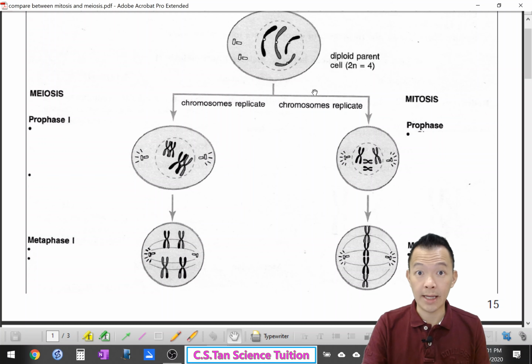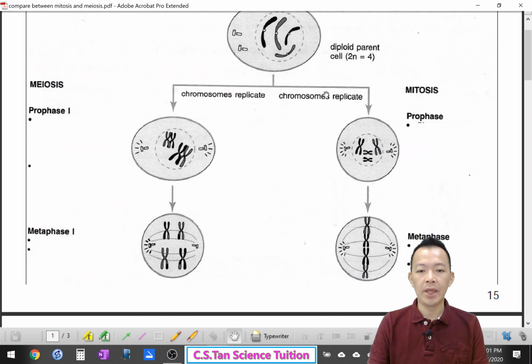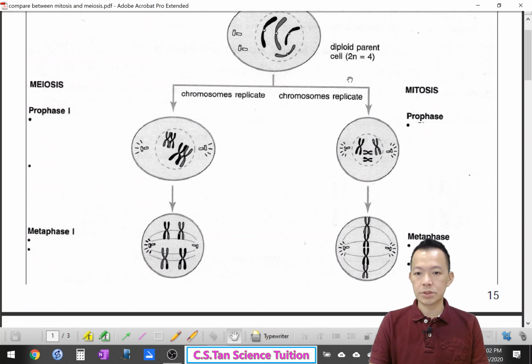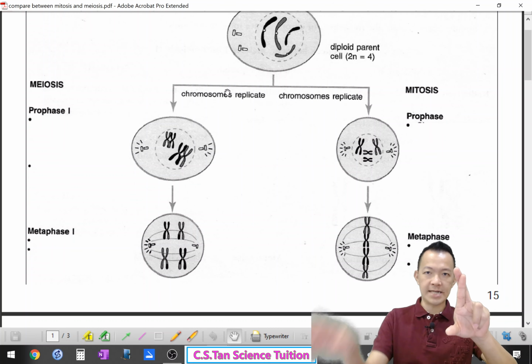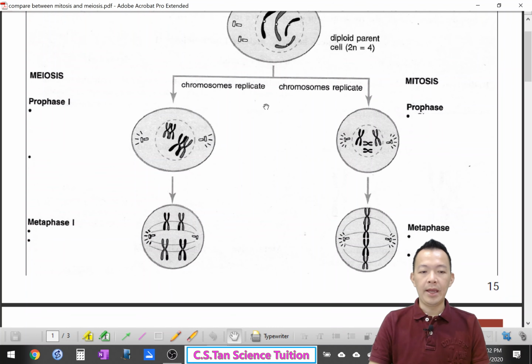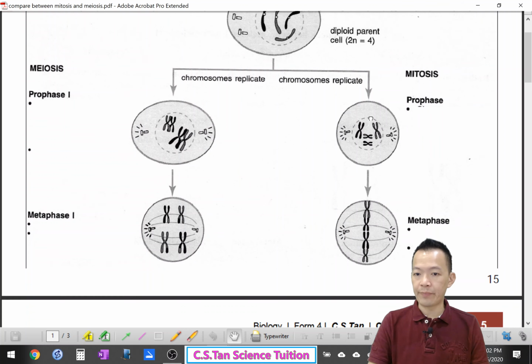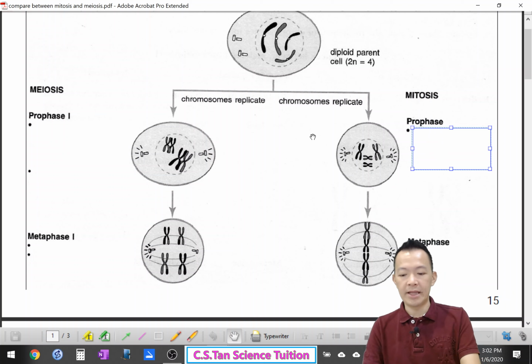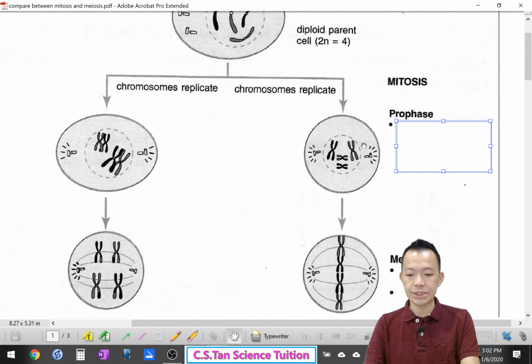Let's use the pictures to see their differences. Okay, so before they start the process called cell division, there is G1, S, G2, and during S and G2 they start the process before the mitosis really starts. So chromosomes replicate. Chromosome replication. Okay, and now at prophase 1 and prophase, is there any difference? Let's look at mitosis first.